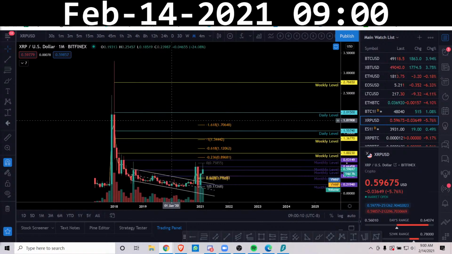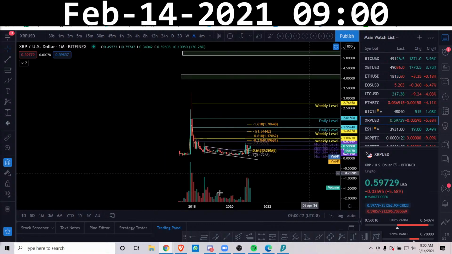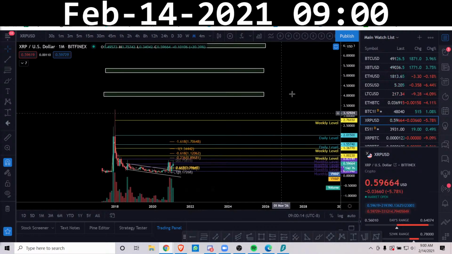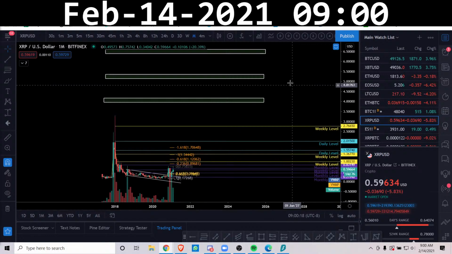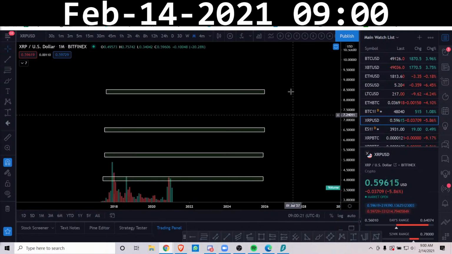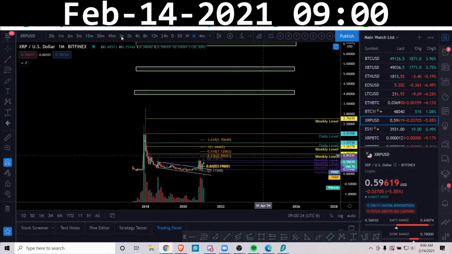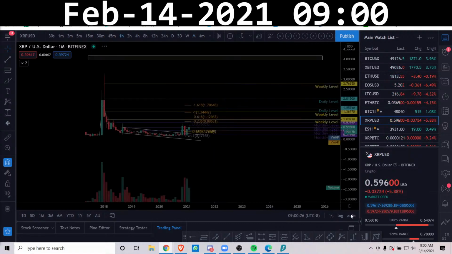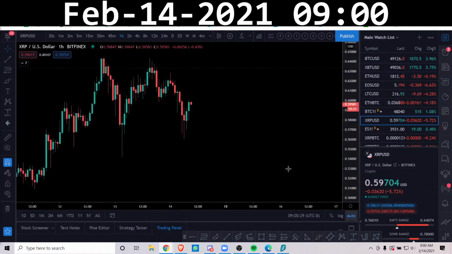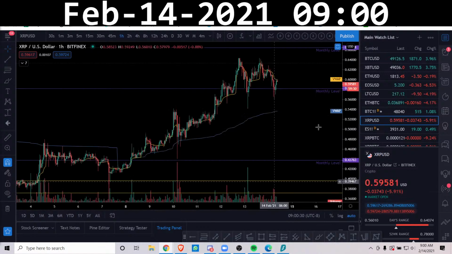Actually, these are my targets. First target $4, second target $5.20, third target $6.50, and then my ultimate target $8.40. When that's going to happen, I have no idea, but those are my main targets on XRP.